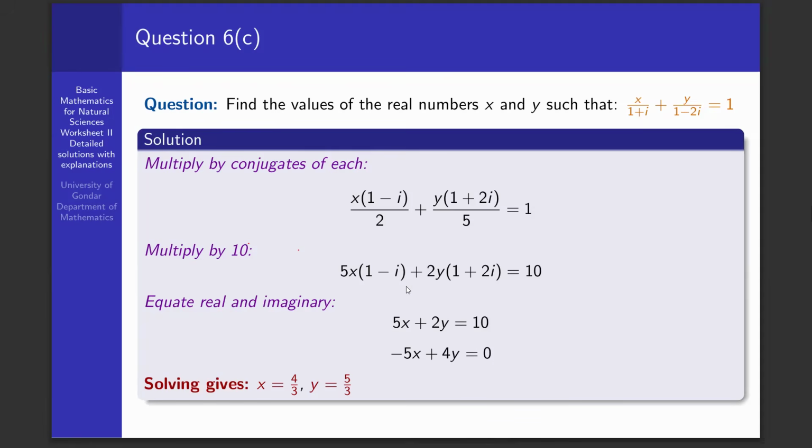Therefore, the solution for this system of linear equations is x equal to 4 over 3 and y equal to 5 over 3. Therefore, when x and y are given here, this equation becomes satisfied, or the sum of these two becomes 1.